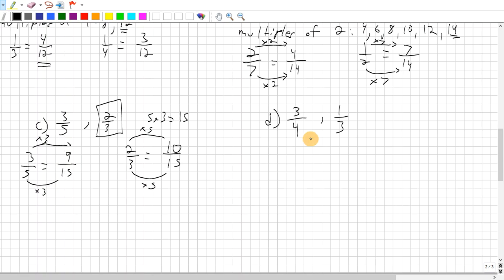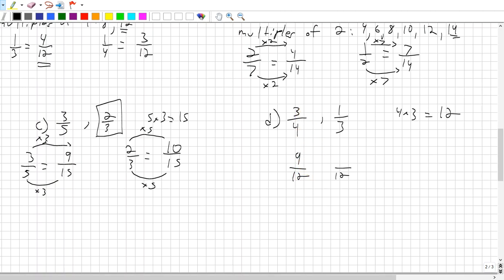The last example here, 3/4 and 1/3. Again, I'm going to multiply these two denominators together, so I get 12. Then I take 3. I'm going to try to do this a little quicker this time. Put them over 12. Put them over 12. 4 times 3 is 12, so 3 times 3 is 9.